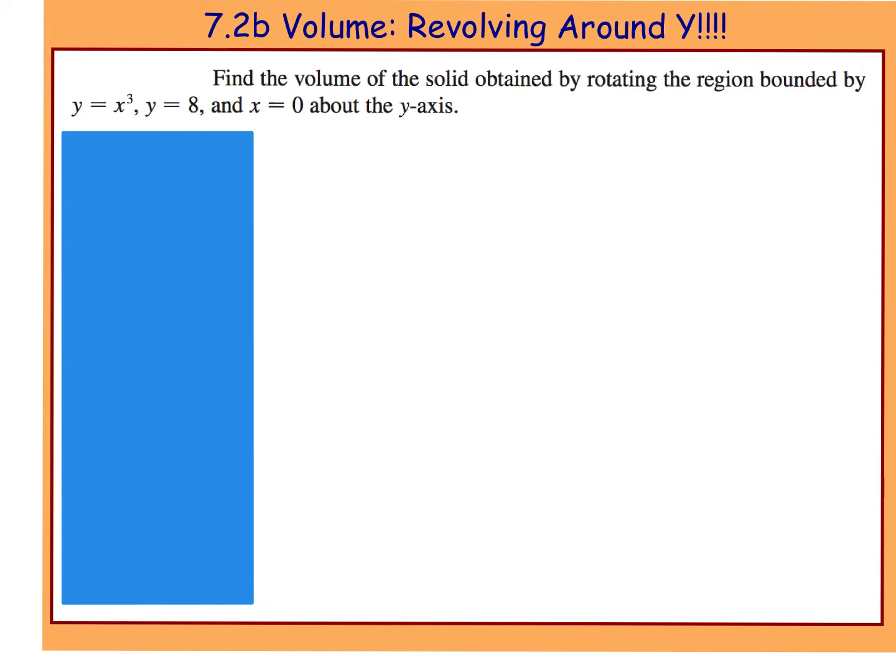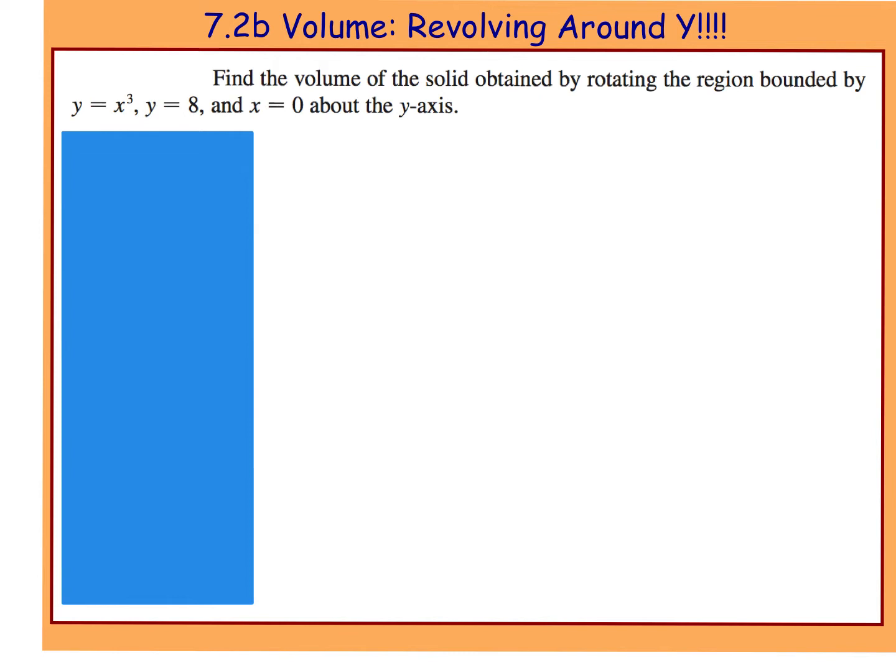All right, 7.2b volume. We're going to call this revolving around the y. Yesterday, we started revolving around the x-axis. What were you in terms of when we revolved around an x-axis? X. We had to be in terms of x. So on this one, we're going to be revolving around a y-axis. Not necessarily always the y-axis, but a y-axis. And so what do we need to be in terms of? Y when we do that.